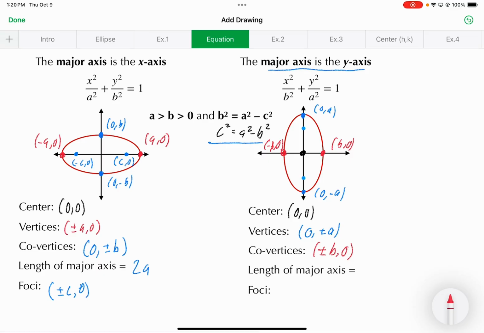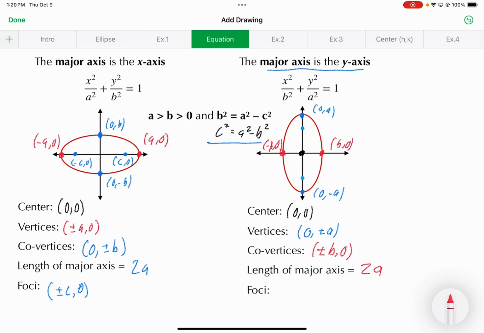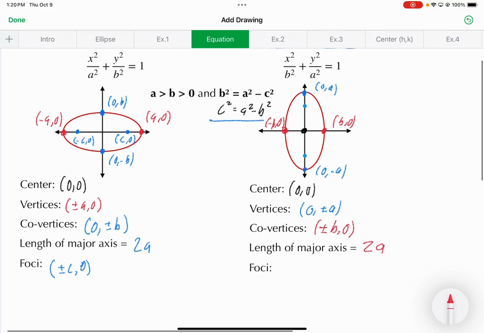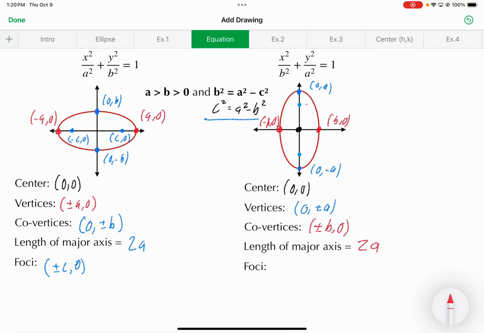In this case, what's the length of my major axis? 2a. Still 2a, right? But my a value is going to be represented by a y value now. But it's still 2a. Now, what about my foci? What would be my coordinate points for my foci? Instead of being an x value, they are now going to be y values. And again, I find those foci by plugging my values in for a and b, and then computing what c is going to be after that. Questions there?